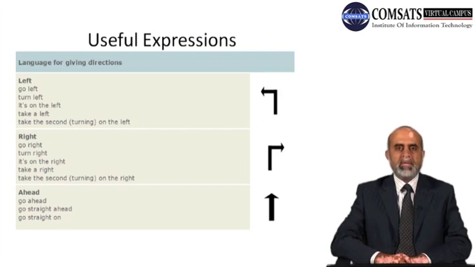For right, we can use pretty much the same structures. We can say go right, turn right, it's on the right, take a right, or take the second turning on the right. And for ahead, we can say go ahead, go straight ahead, go straight on. Of course, this list is not exhaustive. These are merely the basic sentences that you can start with, and gradually you can practice more complicated, more complex sentences.